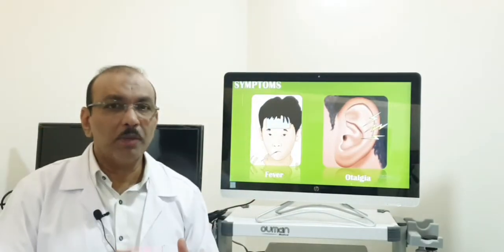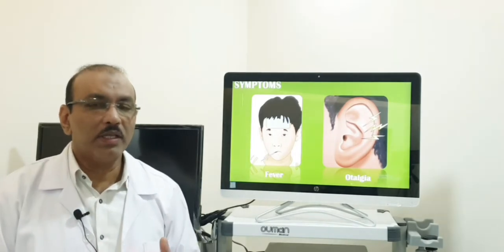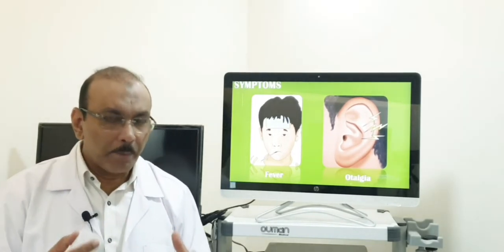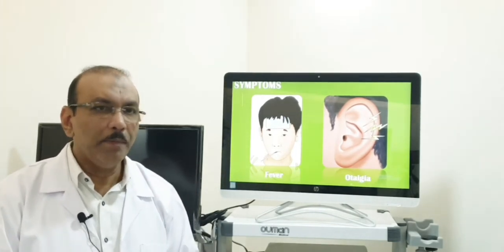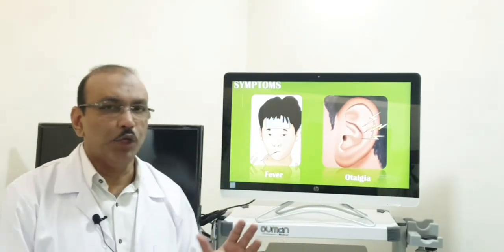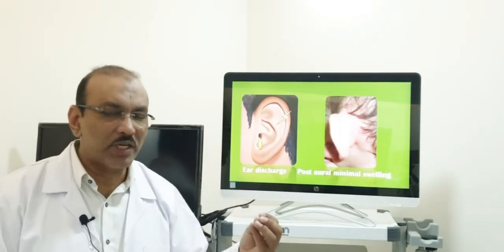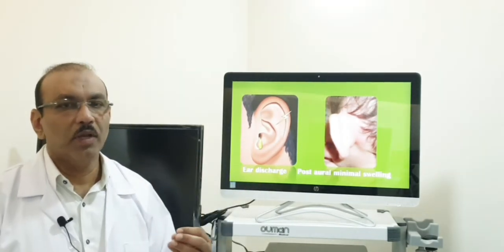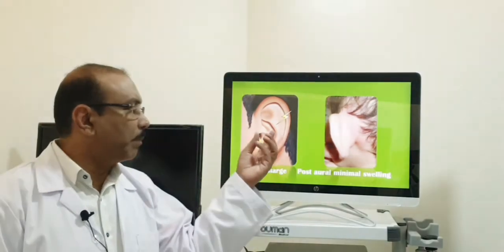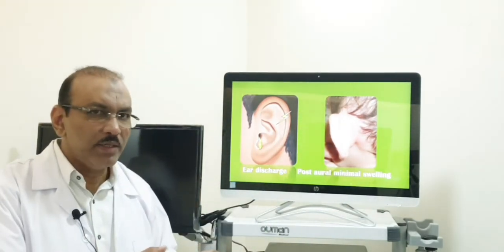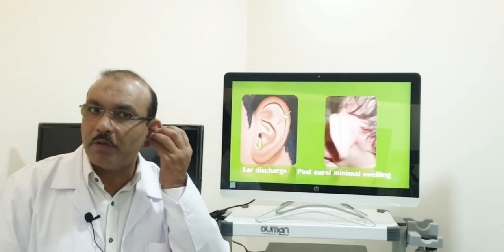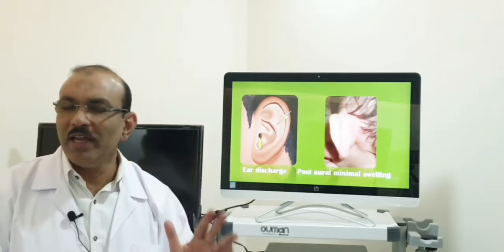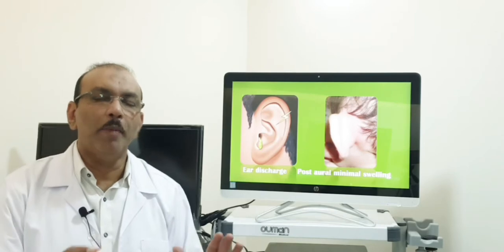Let us see the presentation: how does a child present, what are the complaints. The complaints of the parents will be that the child had an upper respiratory tract infection followed by ear pain, and he was having fever too. With ear pain, suddenly the ear starts discharging. To start with, it will be blood stained followed by mucopurulent discharge. Once the ear discharge starts, the pain reduces, and the parents notice that the pinna has displaced forwards and there is mild swelling behind the ear. These are the common complaints.